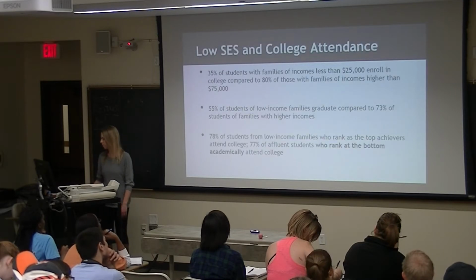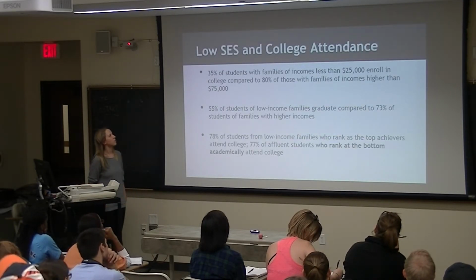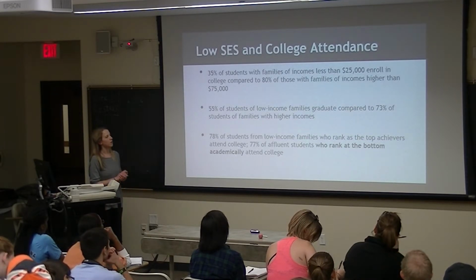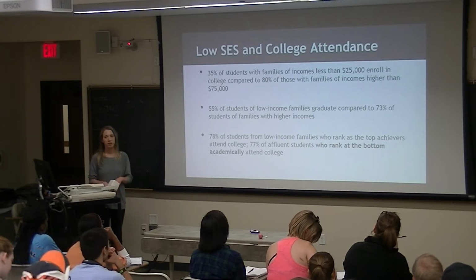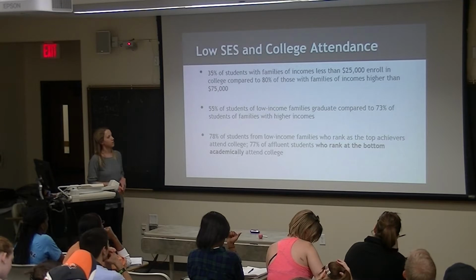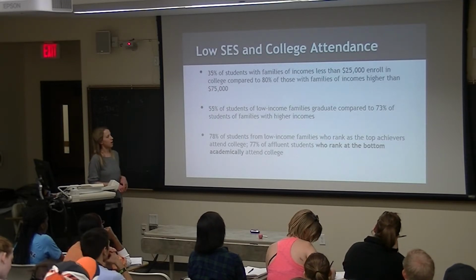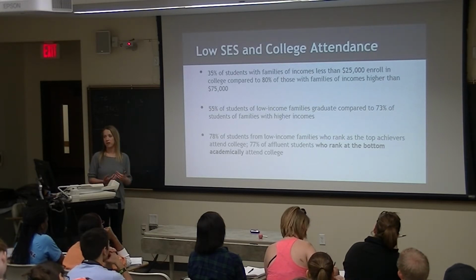for people who live in poverty. So some statistics, I mean, you guys pretty much know what's going on, but 35% of students with families of incomes less than $25,000 enroll in college, compared to 80% of those with families of incomes higher than $75,000. So 35 compared to 80, pretty big difference. 55% of students of low-income families graduate, compared to 73% of students of families with higher incomes. So that's not very surprising, right?